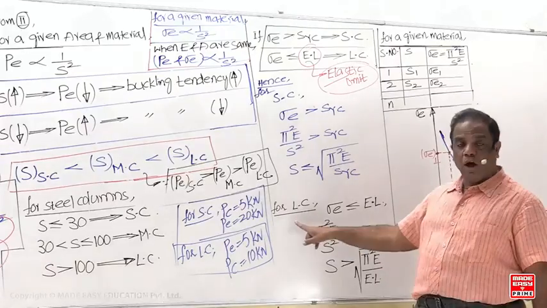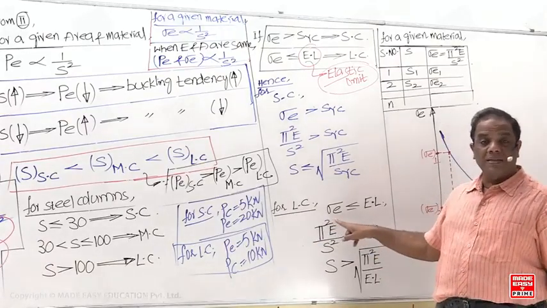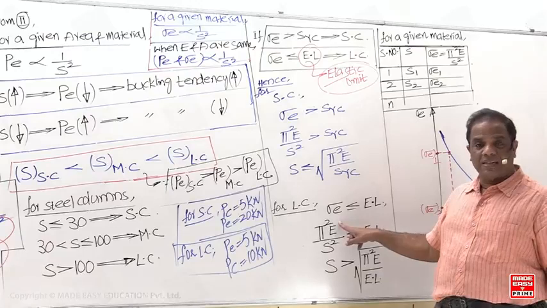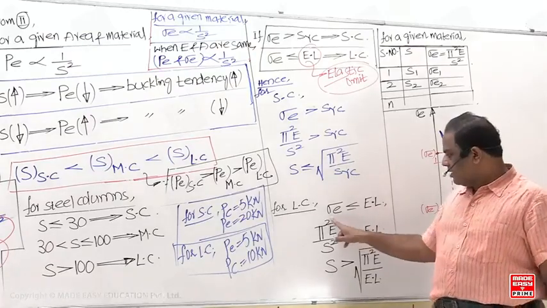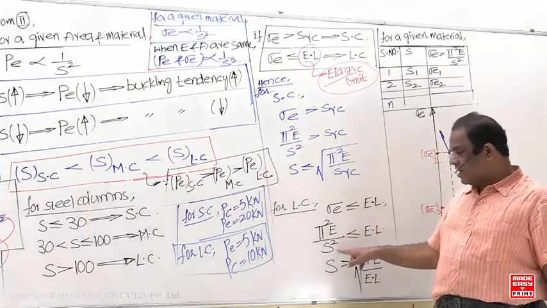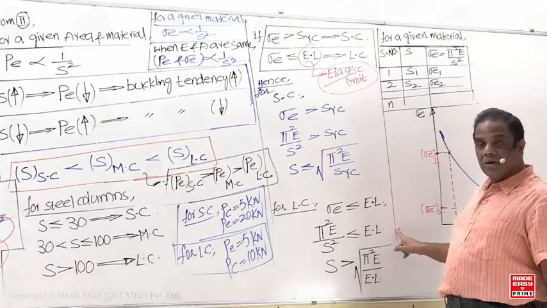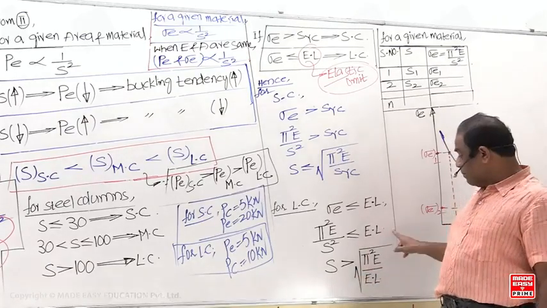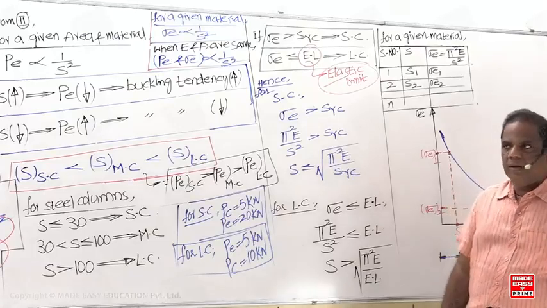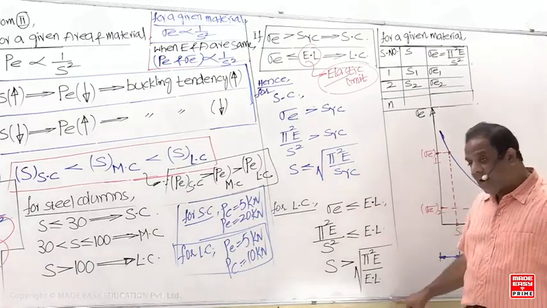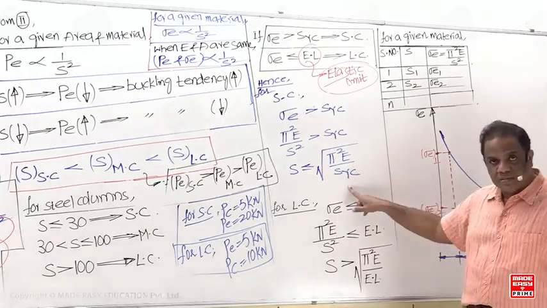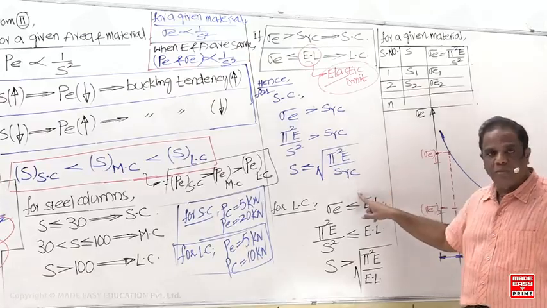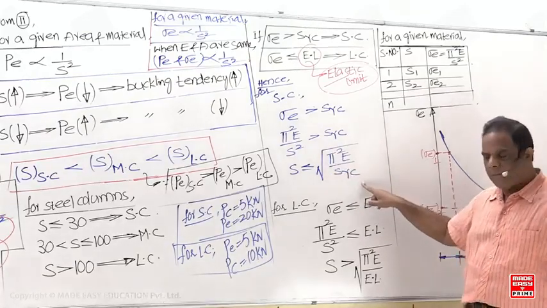Next, similarly for a long column, what is the condition? Buckling stress should be less than or equal to elastic limit. Once again the buckling stress expression is pi square E by S square, less than or equal to elastic limit. From that, S is greater than square root of pi square E by elastic limit. Elastic limit is less than SYC. When the denominator is less, automatically this value is going to be more.